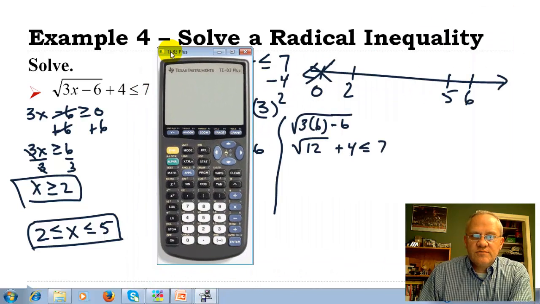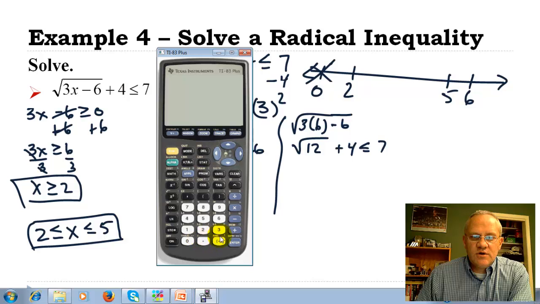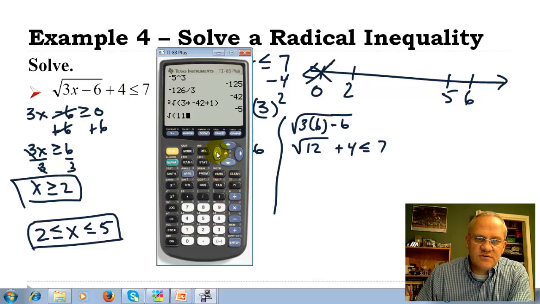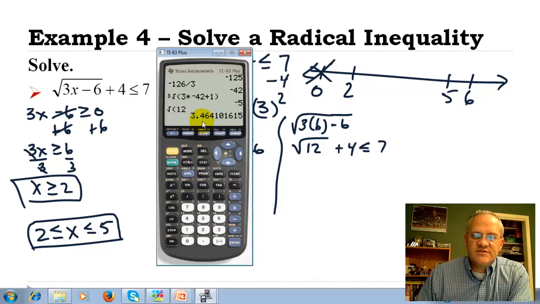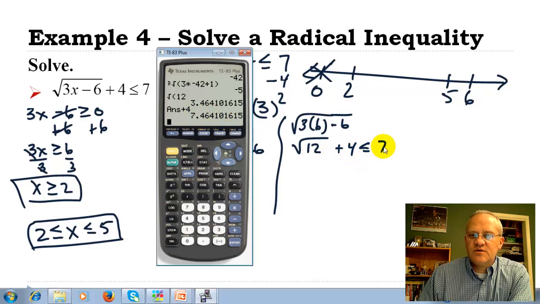Let's bring this over here. So let's just check it out. Square root of 12. Boy, that 2 button is really sticky there, isn't it? I keep getting 1s. 12. So that's approximately 3.46 plus 4. Is that less than 7? No, it's greater than 7. That's 7.46. It's bigger than 7. It's not less than. So that also is not good.